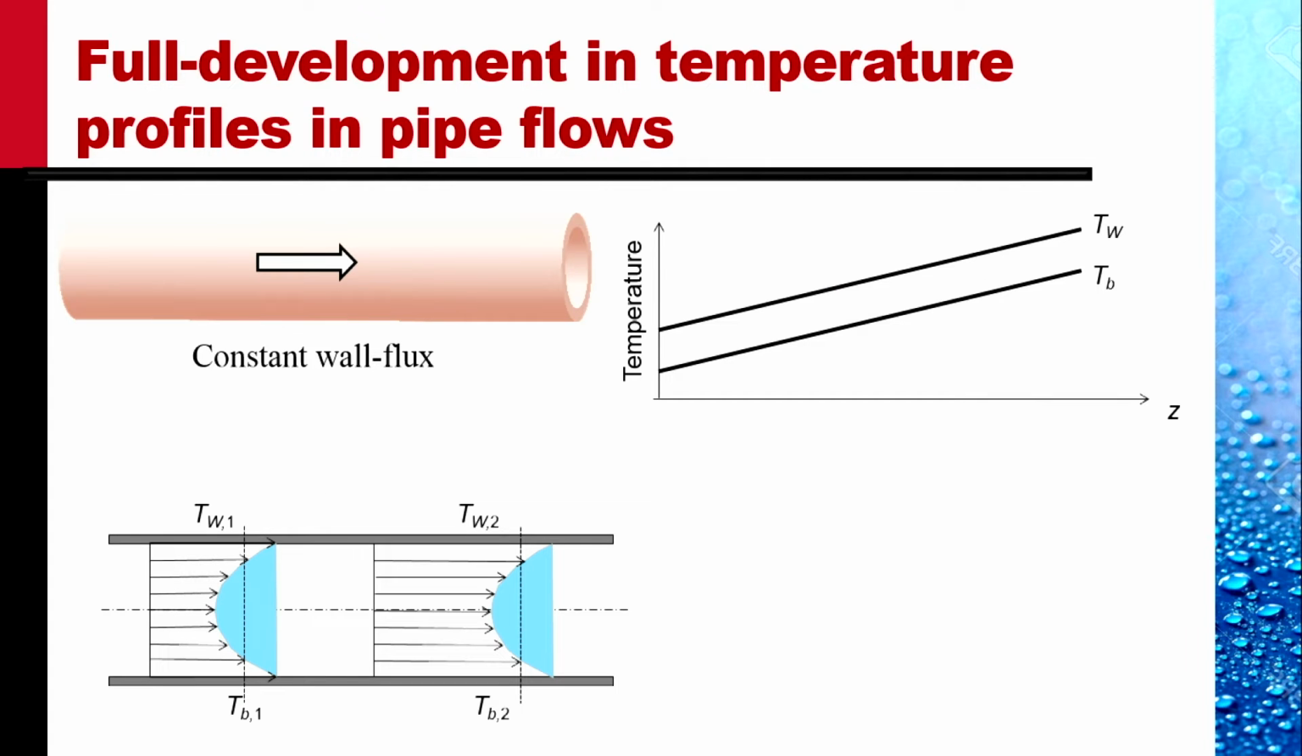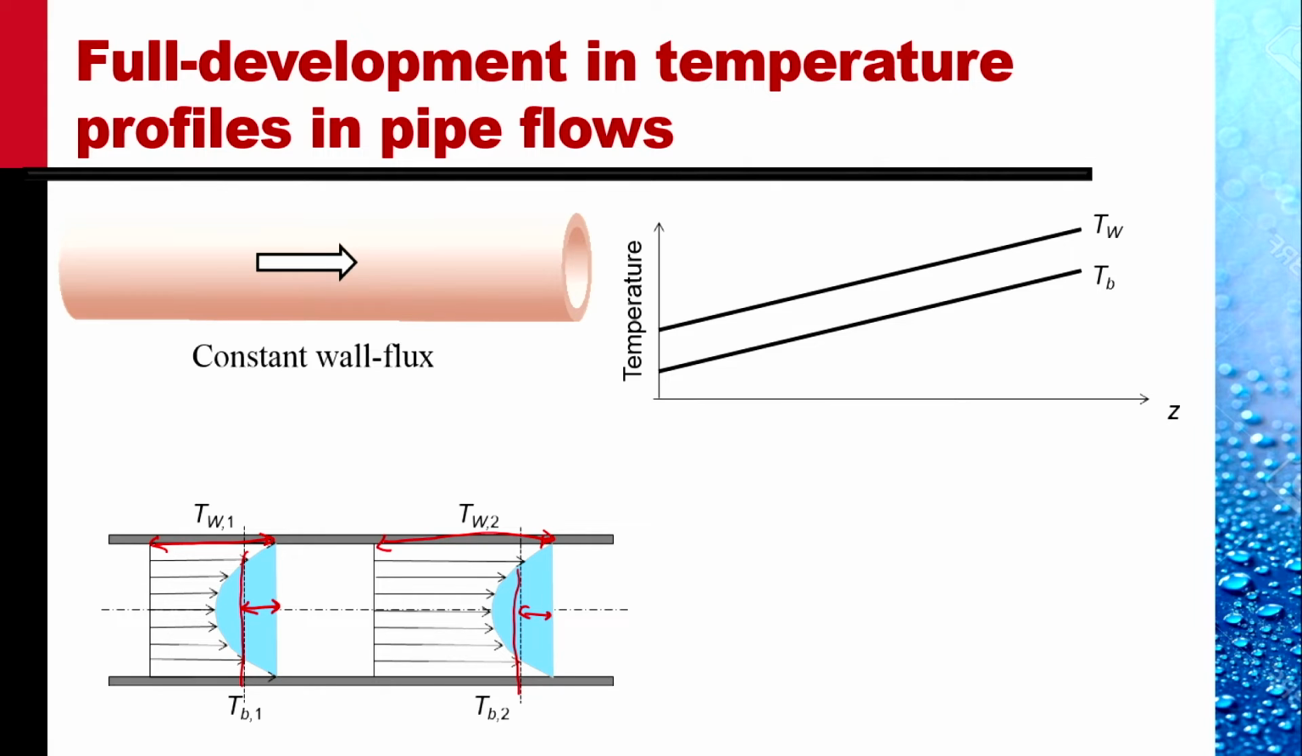And if we do that, the temperature profiles at two locations would look like this. Tw here is this, from here to here. At a little later location, Tw is larger. The bulk temperature at the first location is somewhere here. In the second location, the bulk temperature is somewhere here. The difference between Tw and Tb is the same at two locations.